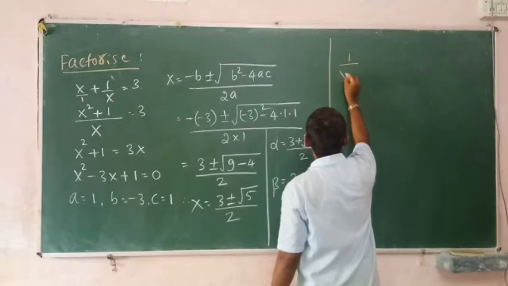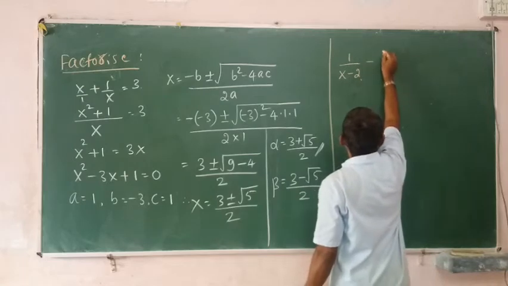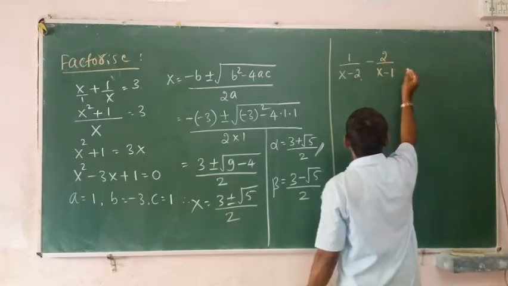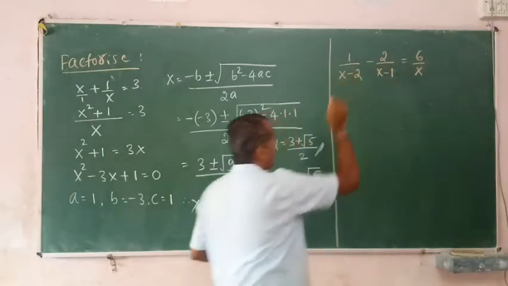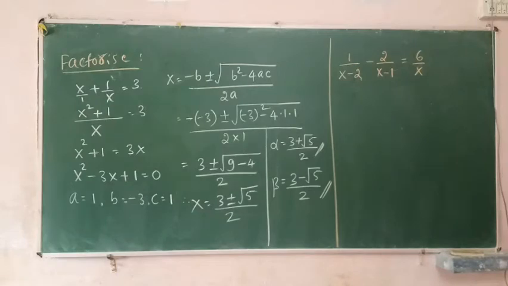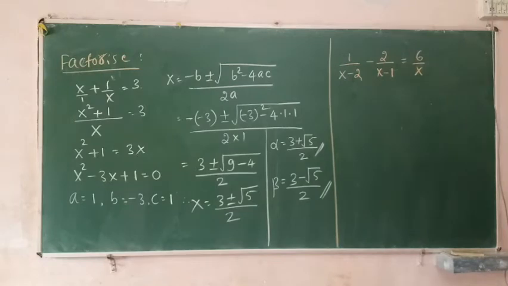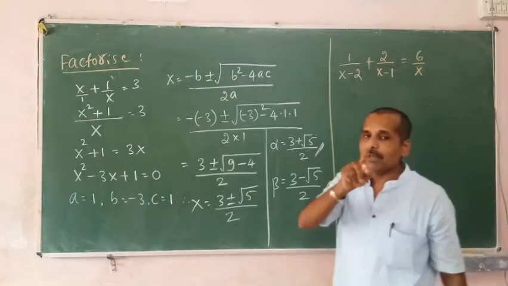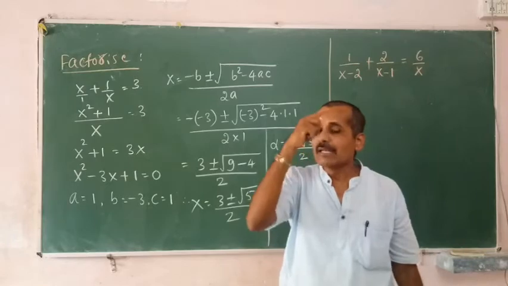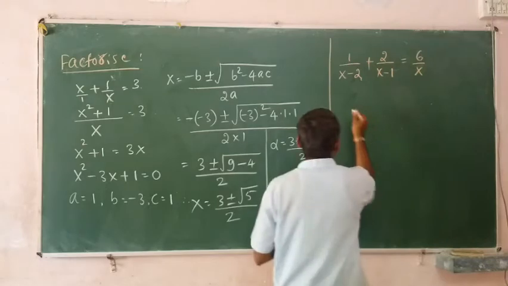1 divided by x minus 2, minus 2 divided by x minus 1 is equal to 6 by x. You can try. Okay, 1 divided by x minus 2, maybe plus, is equal to 6 by x. If it is minus or plus, it doesn't matter, we can start solving. But the only thing you keep in mind, whenever you are finding difficulty in getting the middle terms, go for the formula. Yes. Let me start.